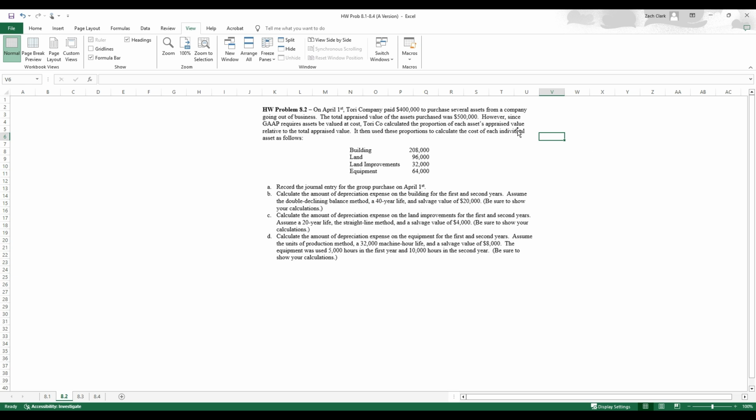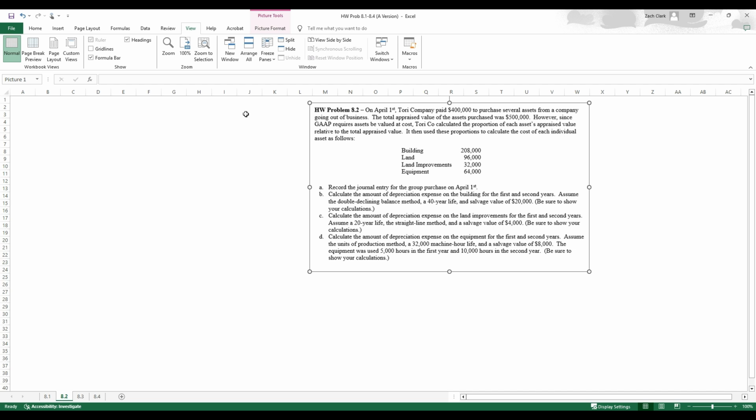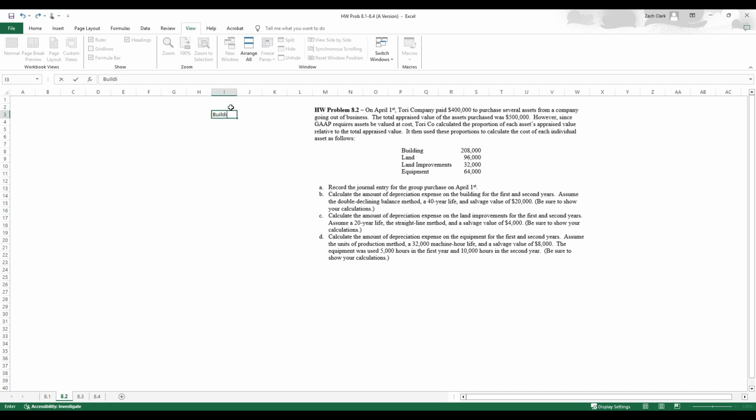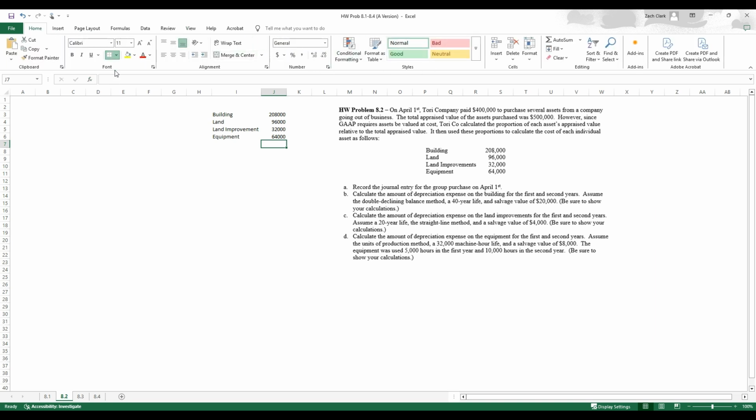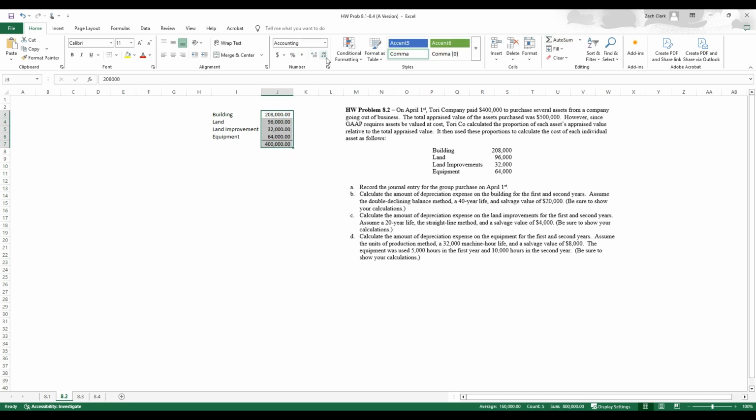So then we use those proportions, like we said, to calculate these totals out. Now I'm just going to put it in again, I like listing things out in Excel to help us see what's happening here. It's our totals and everything. So building, land improvements, and equipment. So we've got 208,000, 96,000. So this should all add up to the 400,000 that we paid. Let's add those up, and as you can see, you get the 400,000.